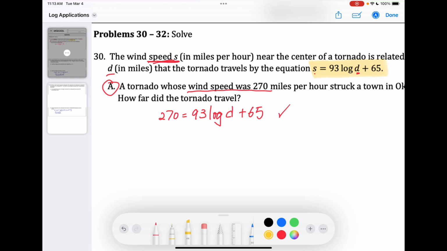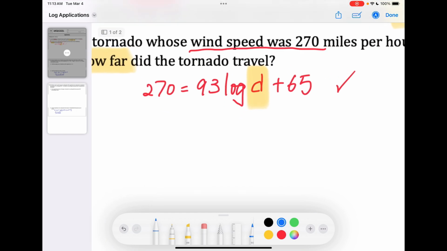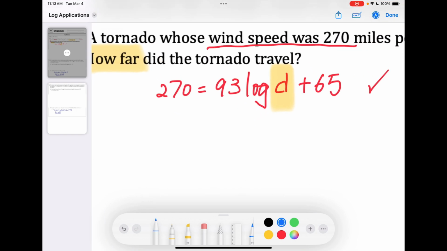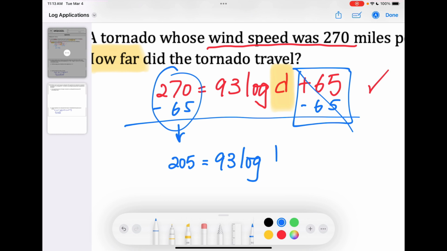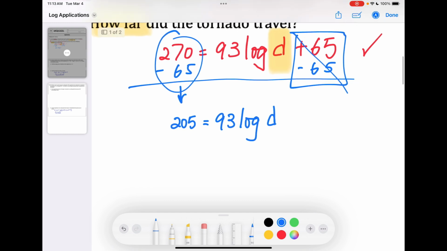So now we want to figure out how far, which tells me my distance, so we want to figure out the D value. So housekeeping, what do we do? In order to get to D, we're going to solve that. So on both sides, I'm going to minus 65. This cancels out and just becomes a number. So that will become 205, equal to 93 log base 10 of D.